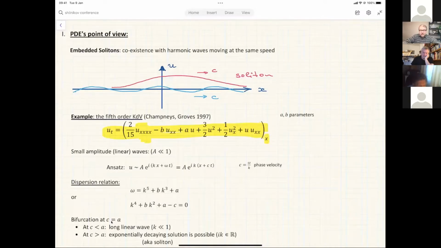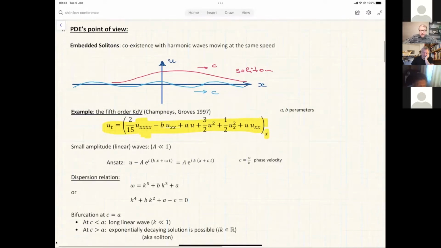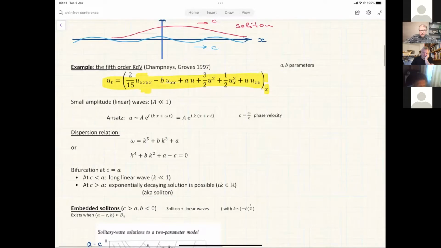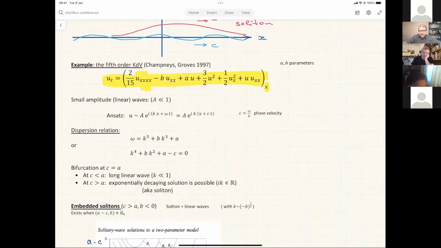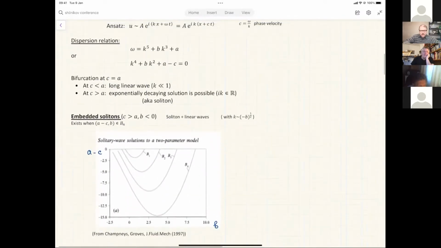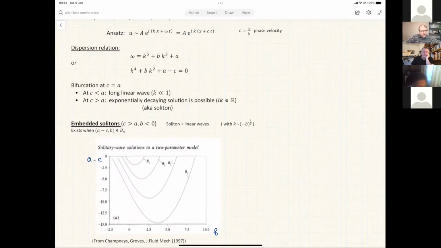And that happens that if we count dimensions in this model, then solitons may exist, but they don't exist generically. What Champneys and Groves discovered is that if you draw on the plane of the parameters A and B the points which correspond to existence of soliton waves, you will see lines.